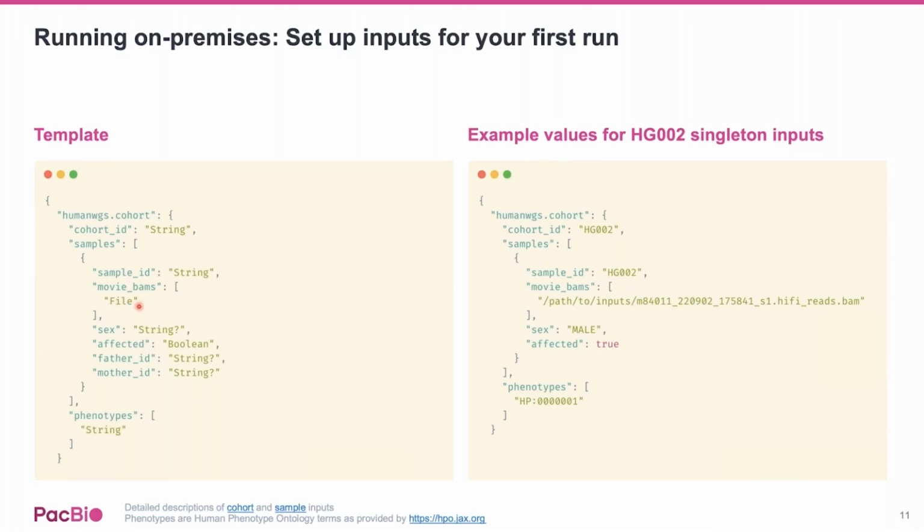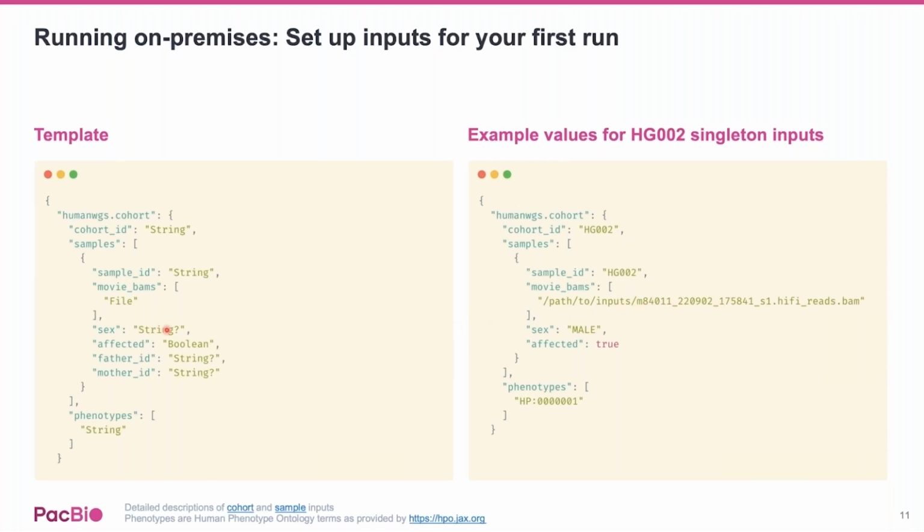Movie BAMs are a comma-separated array of double quoted strings. So what that means is you can have more than one input unaligned BAM for each sample. Each of these BAMs should have double quotes around them. And if there are more than one of them, we need to have a comma separating them. In this case, we have just one BAM, and it's got the local path on the disk to the BAM that will be used for this sample.